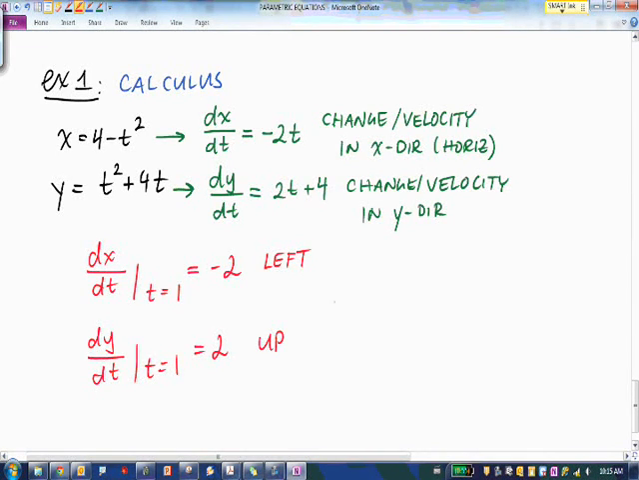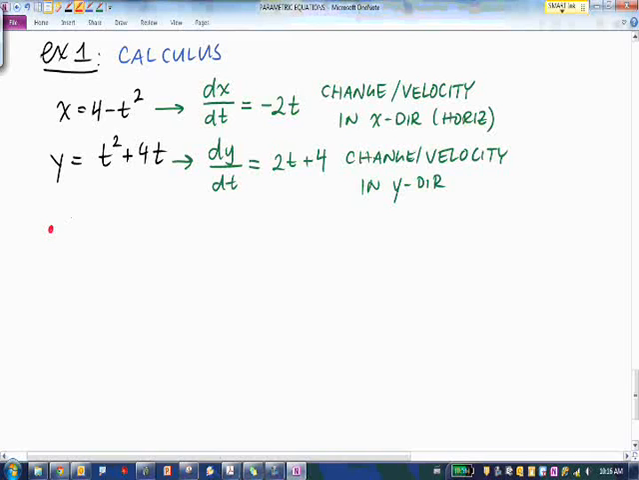You can represent this as a vector if you're the physics type. We'll say v of 1, and the vector is negative 2, comma 2, which tells me I'm moving left and up. Or, if you prefer using unit vectors, negative 2i hat plus 2j hat.